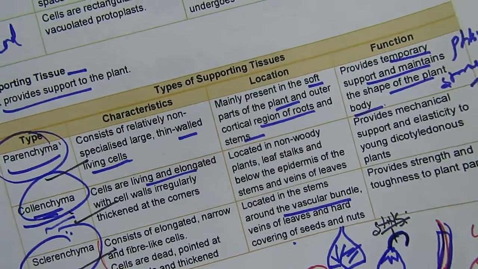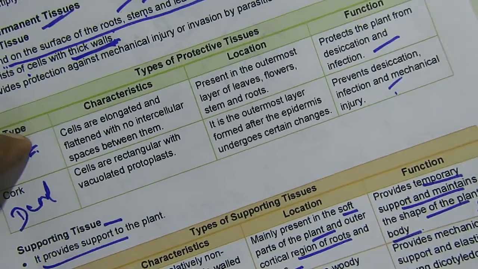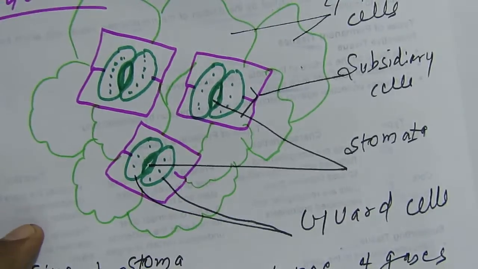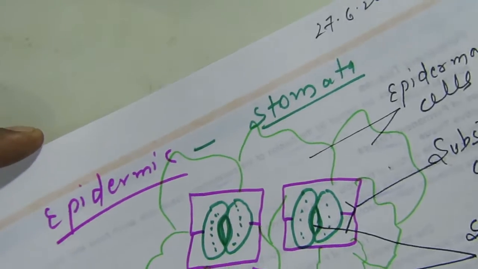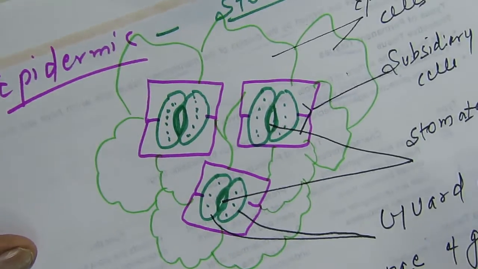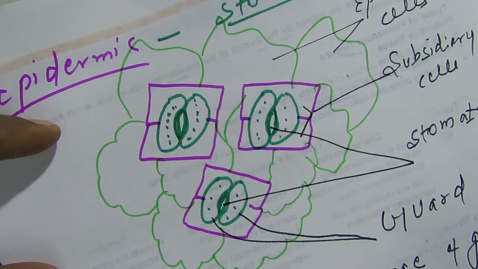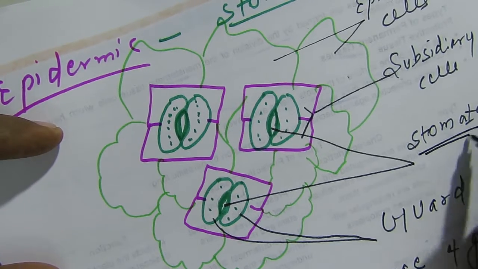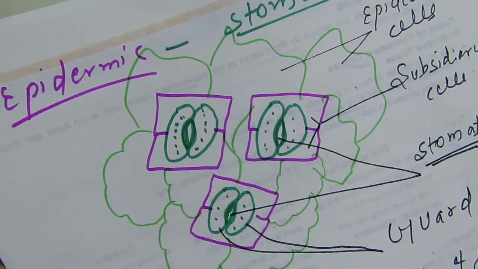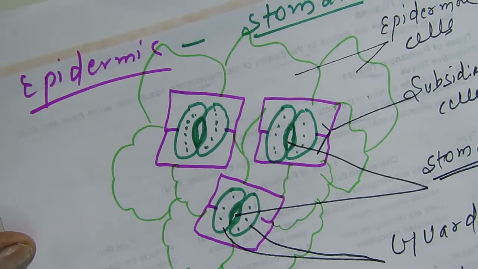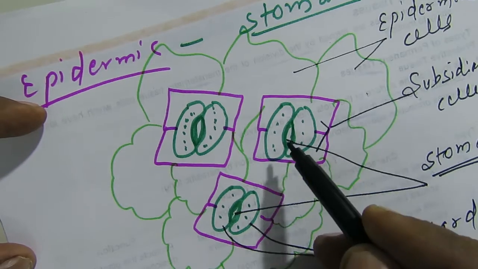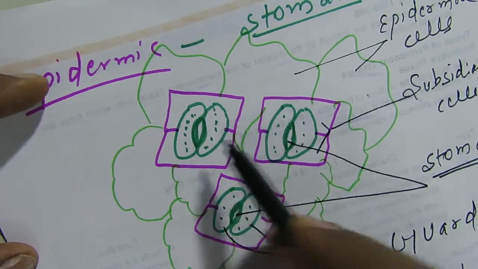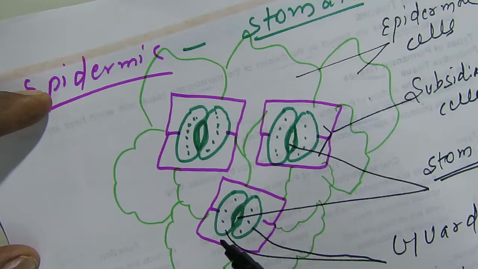Before I go to conducting tissues, let us study what is in the epidermis. Epidermis is the outer covering of the plants, but it is not a continuous and closed layer. It has small holes, and these holes are called stomata. You must have read in class 7th or 8th also, so you know about stomata. What are stomata? Stomata are the small holes present in the soft parts of the plant. They are mainly located in the leaves, and that too on the lower surfaces.